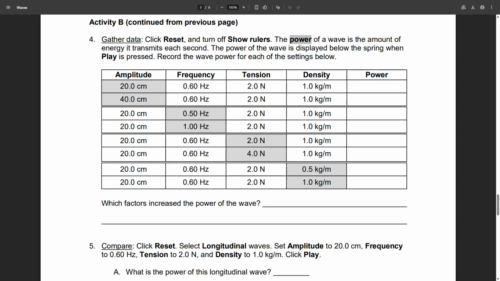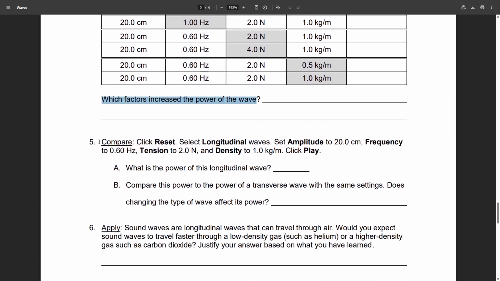All right. Which factors increase the power of the wave? So are you going to talk about the amplitude, the frequency, the tension, or the density? Which ones increase the power of the wave? And you can see that they increase. These grayed out areas are the ones that are increased. So you'll see which one actually has a big impact in your answers.